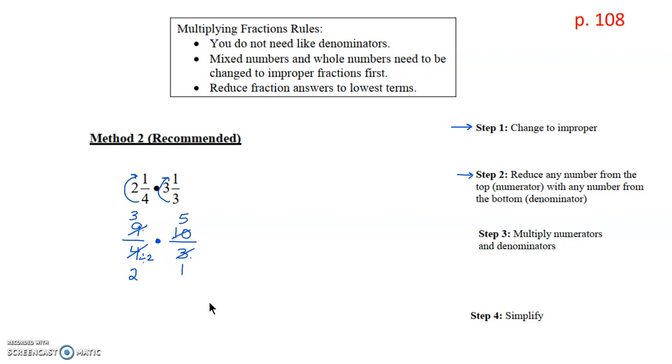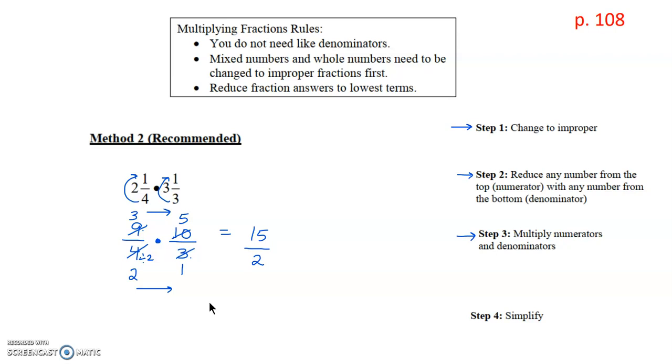So we've reduced within the problem. Now we're ready to go to step 3. We multiply our numerators. 3 times 5 is 15. And we multiply our denominators. 2 times 1 is 2.